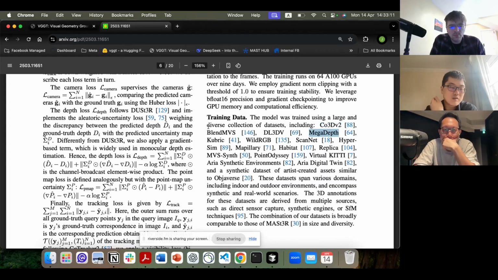And then another important source is synthetic data. For example, Blender MVS, Hypersim, Habitat, Replica, Virtual KITTI, PointOdyssey. You can see around half, or around 60%, of our training data is from synthetic data.